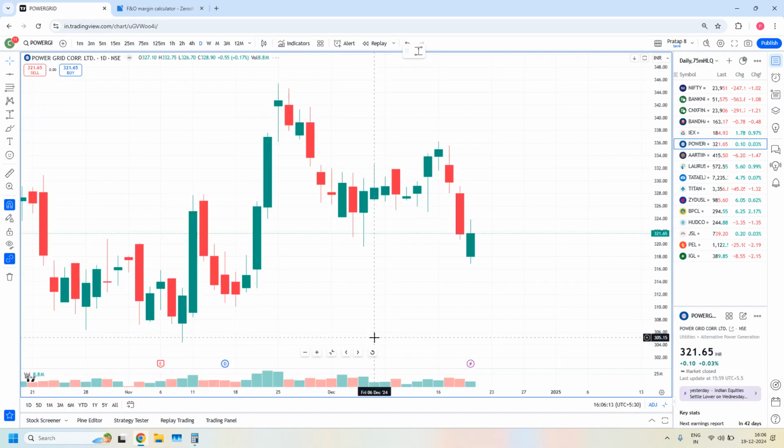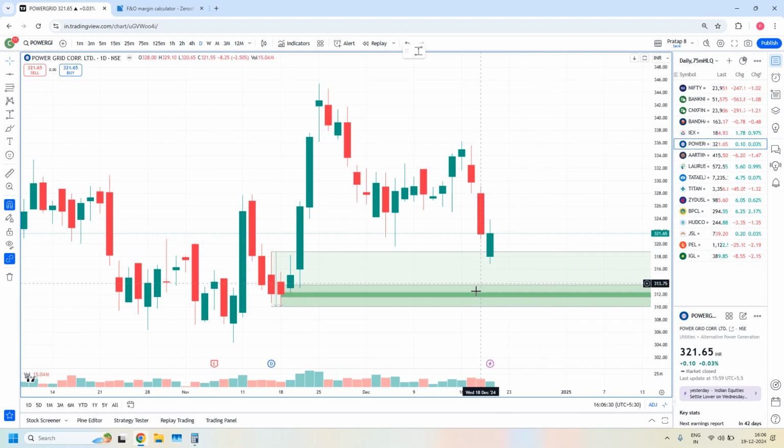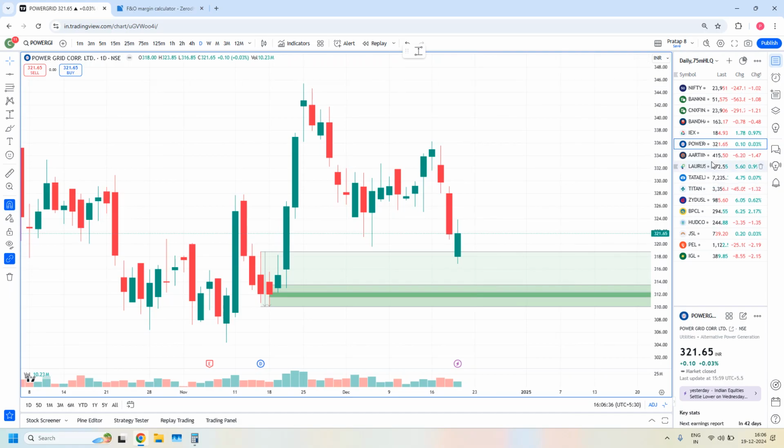Next one is Power Grid. So Power Grid, we have a fine-tuned zone. Previously, when I explained Power Grid, it was a bullish trade setup. At that time, I explained how I fine-tuned this zone. The same analysis you can apply. This is the fine-tuned area. Prices did not enter into this area. So these are the 4 high liquidity zones we got from the daily time frame.